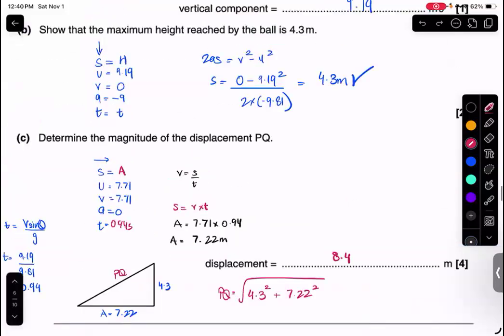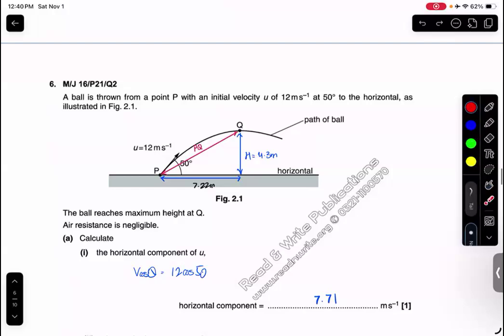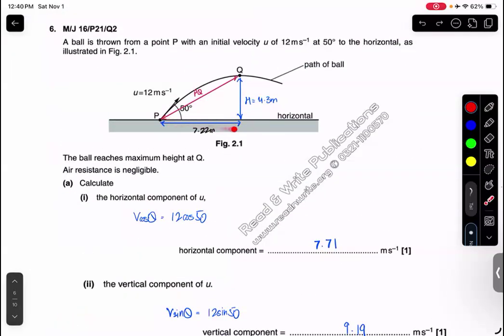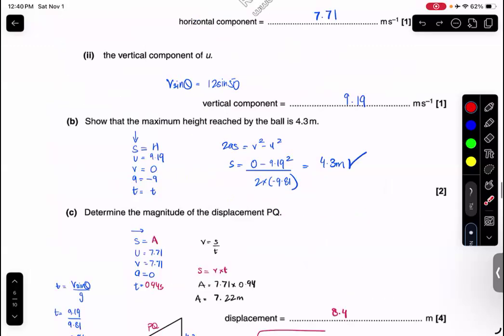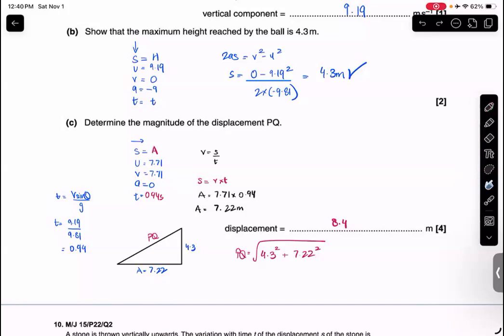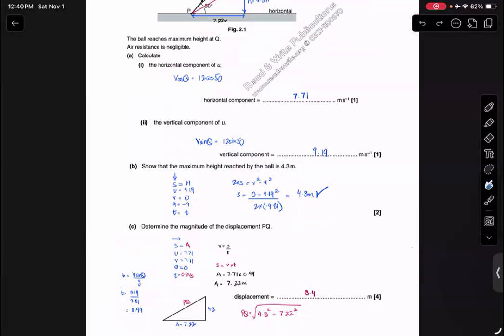Yes, Kaima, were you able to follow through? Did you get how we found out PQ, or no? Yes, did you get how we figured out this range, 7.22? Yes, okay. We already had the height. We figured it out earlier. Yes, Aris, did that make sense? Can I just read it again? Okay, sure. Yes, Anya, did that make sense? Yes, I got it. Okay.